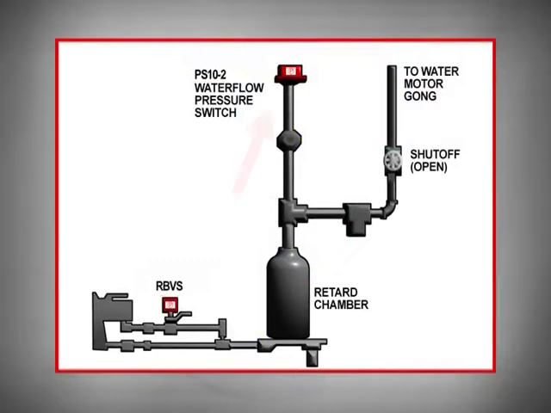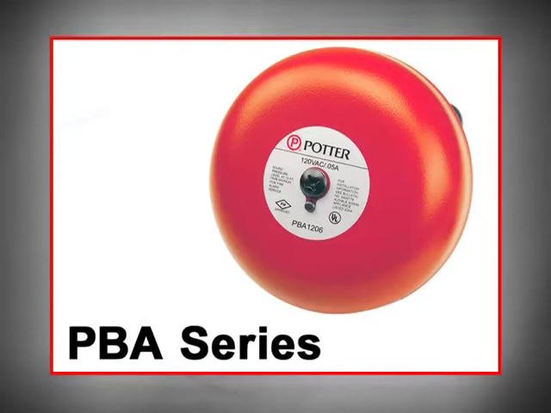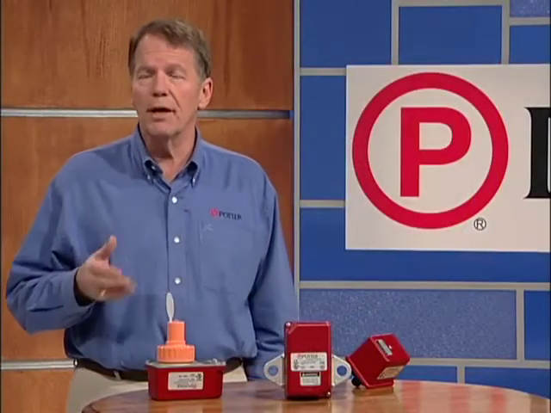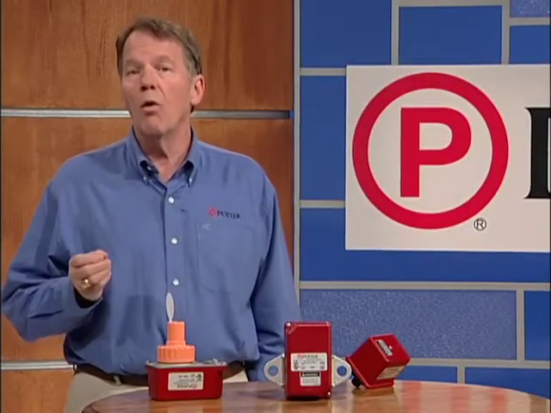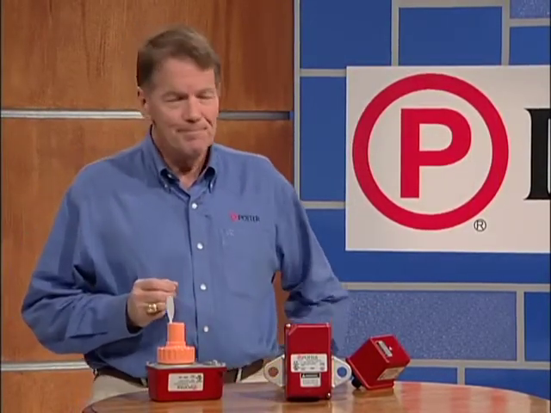When a pressure-type flow switch is used, it is normally installed off the alarm trim, on top of the retard chamber, and in line with the water motor gong when it is being used. A Potter bell would be wired to the PS series pressure switch to provide a local alarm if approved by the authority having jurisdiction, or AHJ.